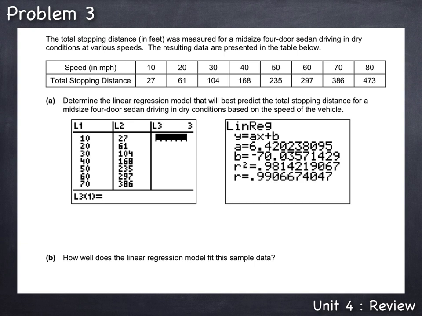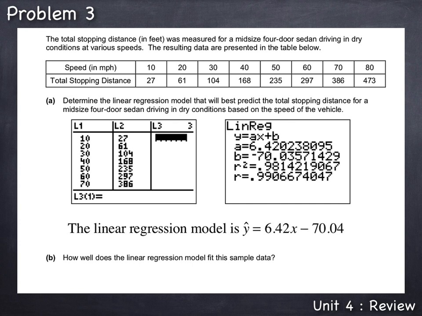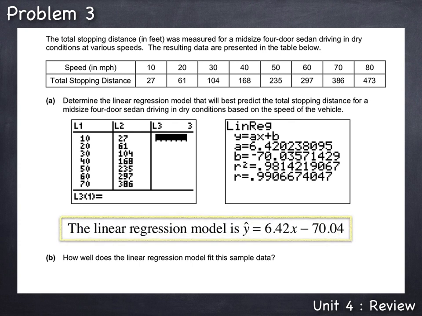Now by looking at the screen, we can write our answer to the question: determine the linear regression model that will best predict the total stopping distance for a mid-size four-door sedan driving in dry conditions based on the speed of the vehicle. The answer is that the linear regression model is y hat equals ax plus b, where A, calculated by the calculator, is 6.42.